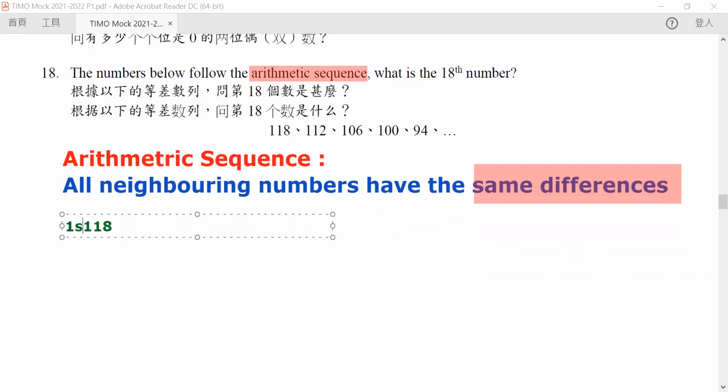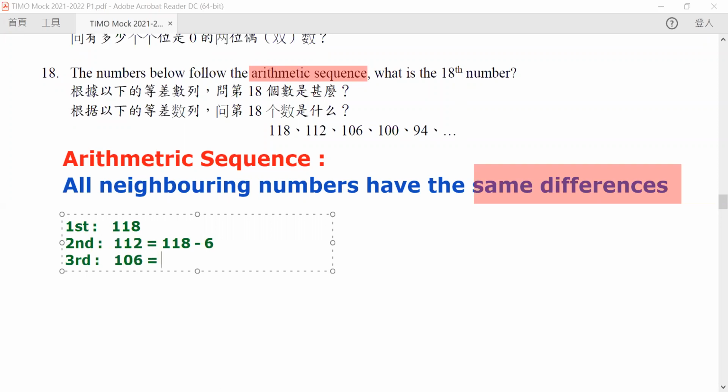Our first number is equal to 118, and our second number is equal to 112. But what is 112? 112 is equal to 118 minus 6, right? Because they have a difference of 6. Our third number is equal to 106. What does that mean? It means that this is equal to 112 minus 6, but it is also equal to 118 minus 2 times 6, okay?